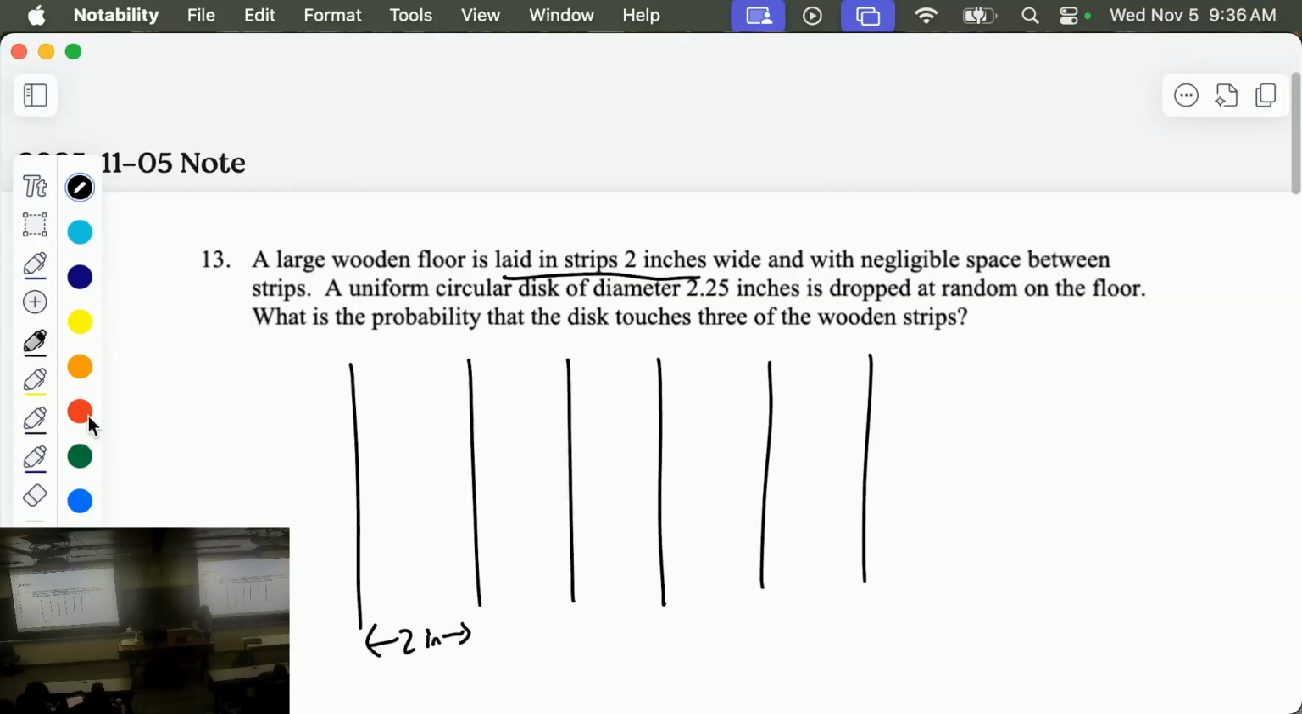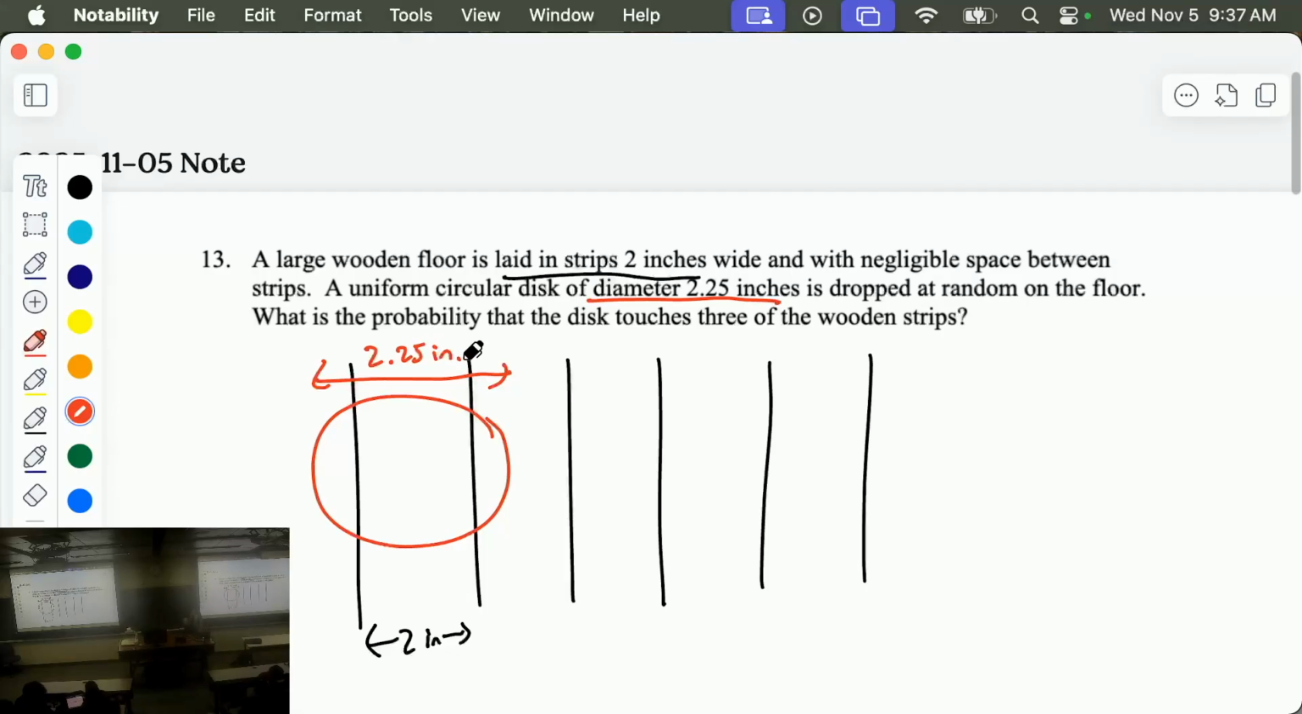Okay, and then we're going to draw a circular disc of diameter 2.25 inches. So maybe the circular disc will look something like that. Nice circular disc. Wait a second. It says the diameter is 2.25 inches. So does it look like that? No, it should be wider than one of these. So let's try it again. It's going to look something like this. There we go. 2.25 inches. It's fatter than one of these.